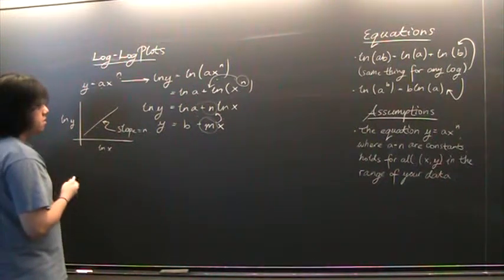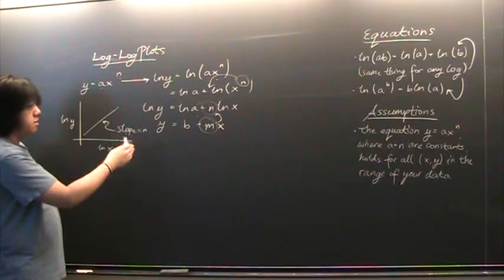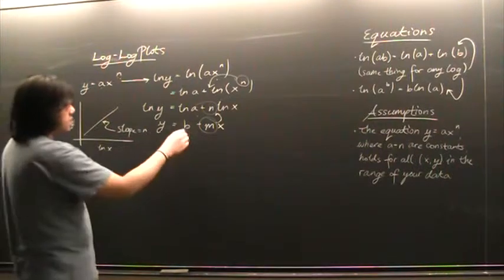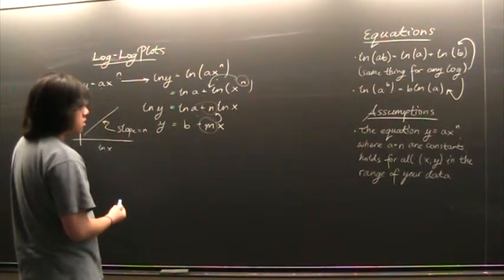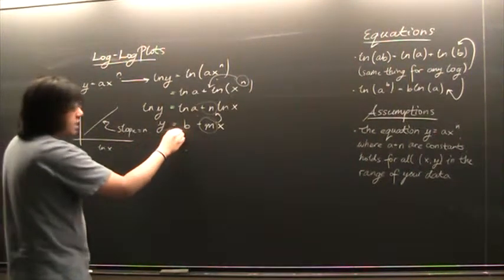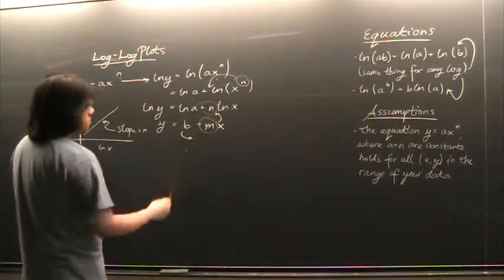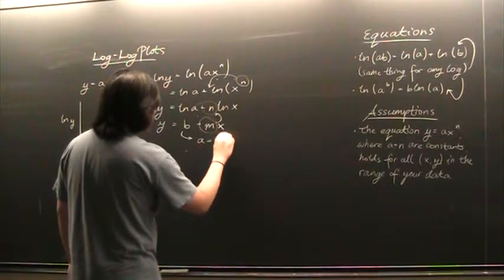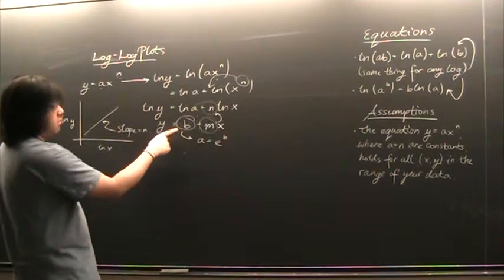How can you find a? Well, if you do this in Excel, it'll give you something of the form y equals mx plus b. So we can see here that the constant term b is going to be equal to ln of a. So you just take this value here and take e to this power, and you can get a. In this case, therefore, a equals e to the b, where b is this b.